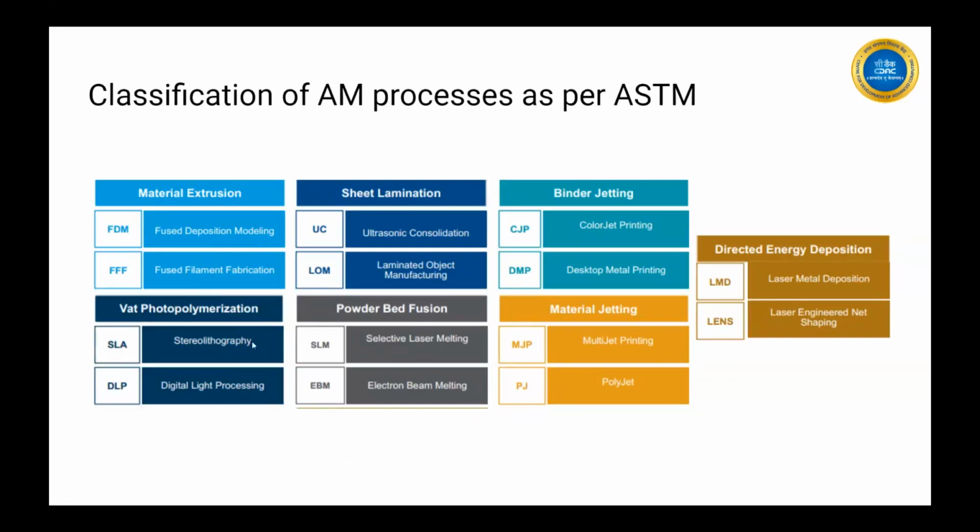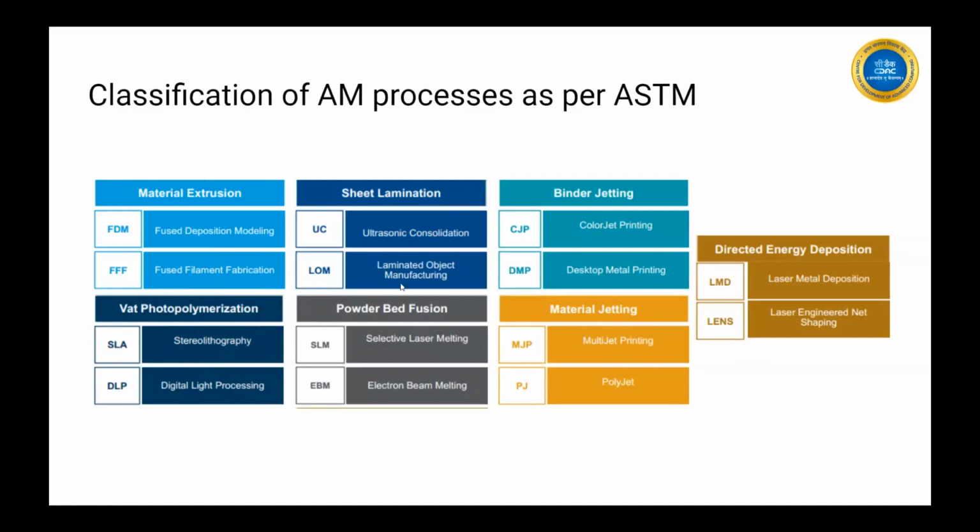And the next one is VAT polymerization. This is the first 3D printing technology which was invented. In VAT polymerization, there is SLA and there is DLP. And here the raw material will be of resin form, and the energy source will be either laser or light.